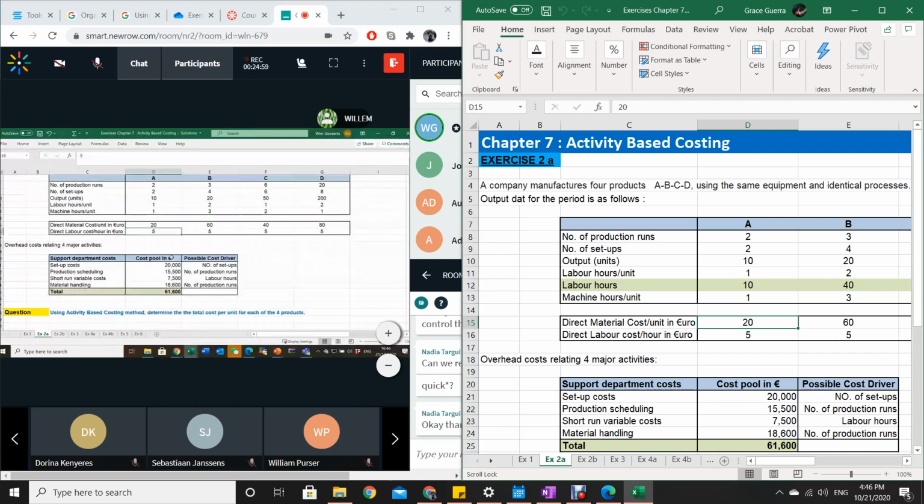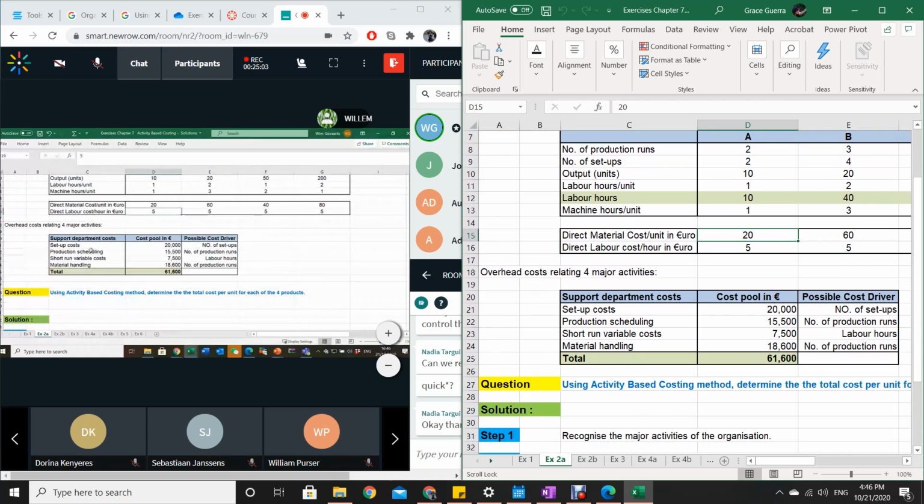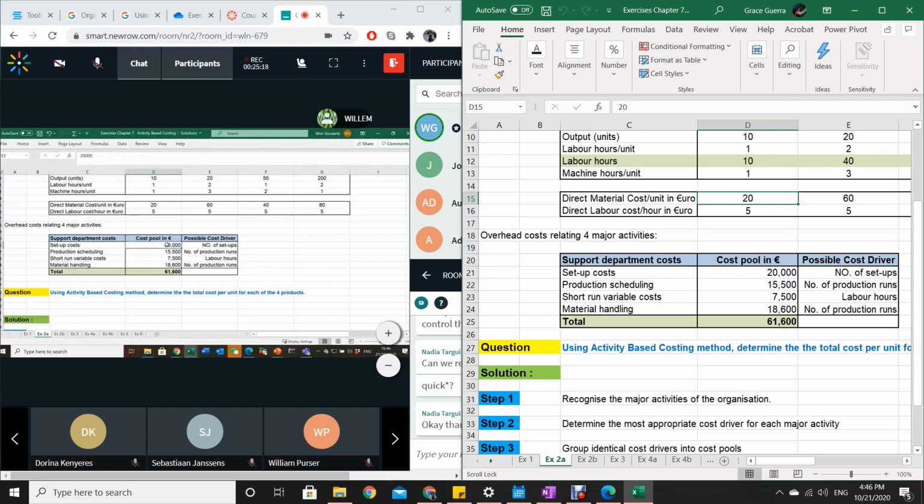Then you have the overhead costs that you're going to allocate. And here again, we have always only one activity: the setup cost, the production, short-run variable costs, and just as an extra, material handling. And you have these cost pools with all the same driver. Every time one driver: 20, 15, 7,750, 18, total 61,600.